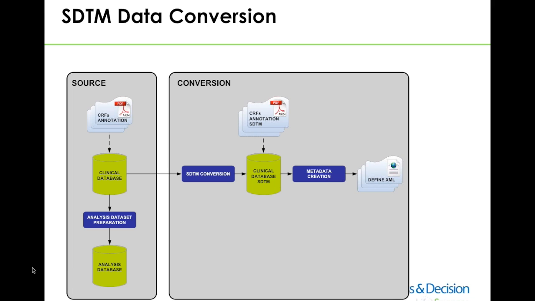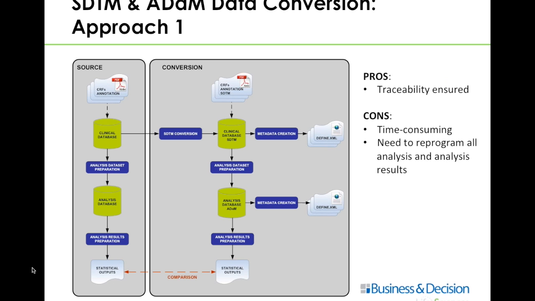So if we look at an SDTM data conversion, this is a very general overview of how it works. You get your source CRF, clinical database, and an analysis database, and you do an SDTM conversion to create an SDTM annotated CRF, an SDTM clinical database, and a define.xml. Now, to ensure traceability, there are two approaches. The first approach would be to generate your SDTM datasets from your clinical database, and from your SDTM datasets, generate ADaM datasets and analysis results.